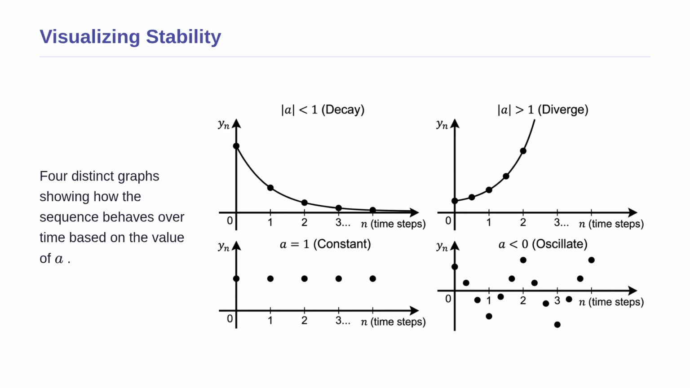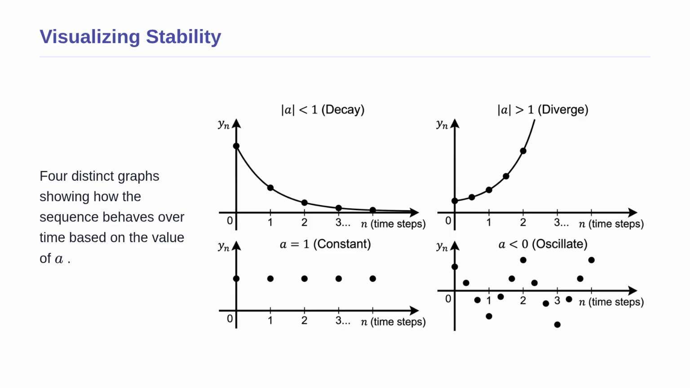On the screen, you see 4 graphs, where the horizontal axis represents time steps n and the vertical axis represents the value y sub n. In the top left, the decay graph shows the point smoothly dropping down towards 0, representing a stable system. In the top right, the diverge graph shows points curving sharply upwards into infinity.